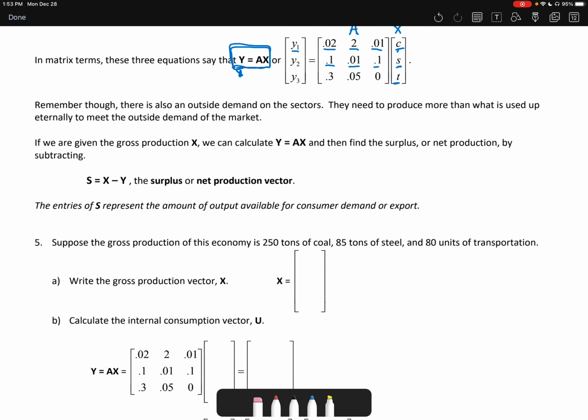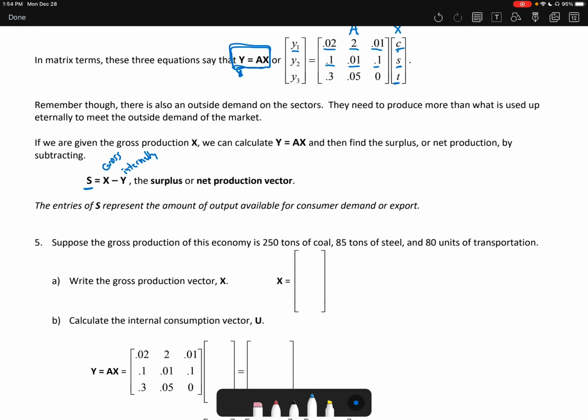Remember though, there's also outside demand on these sectors. So they need to produce more than what is used up internally in order to meet the outside demand of the market. So if we're given the gross production, we can find Y, and then you can find what's called the surplus by subtracting. If you take the gross production, remember again, X is what they make total, and you subtract off what they use internally, then what's left is their surplus. That's what's left over to be used elsewhere.